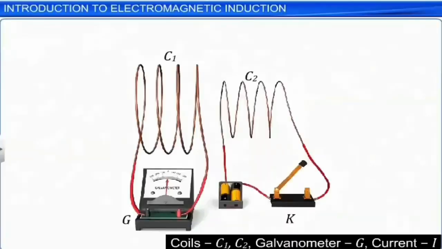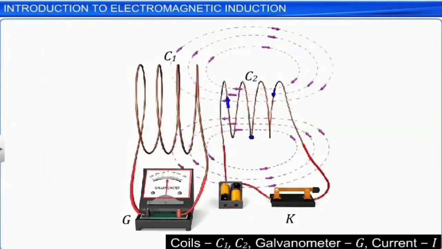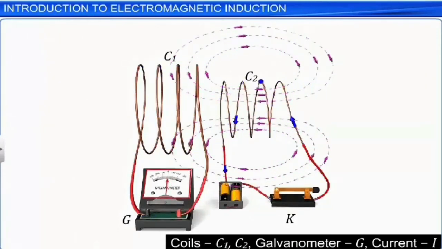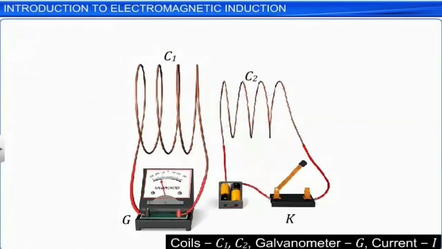In the third experiment, Faraday took the two coils C1 and C2, and C2 was connected to the battery through a tap key. So when the tap key is pressed, the current flows through coil C2, and when the tap key is released, the current stops through C2. That is the arrangement of tap key.